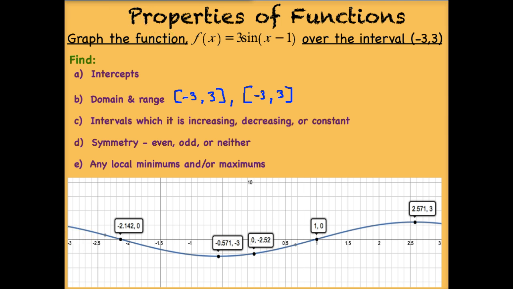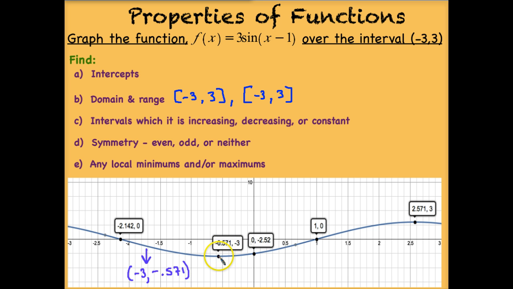The intervals upon which this function is decreasing, if we go from left to right so we can keep things in order, from negative 3 all the way to our local minimum here of negative 0.571, we have a decreasing function. So we can write that as negative 3, and we're just writing the interval. So this isn't interval notation used to describe domain and range. We're just writing the interval upon which this is decreasing. So from negative 3 to negative 0.571, we have a decreasing function.